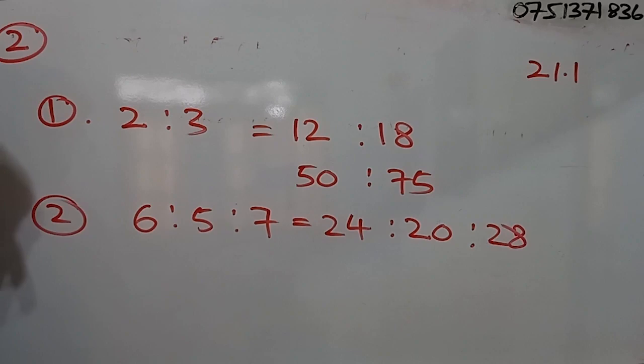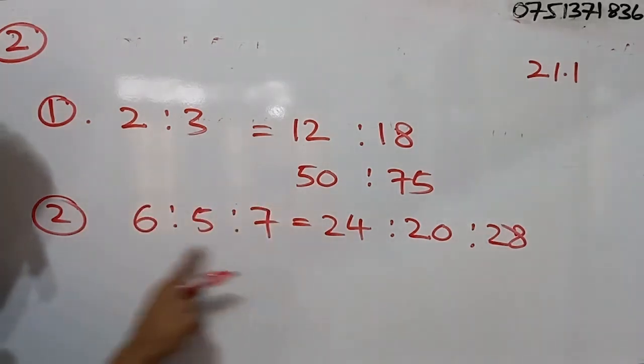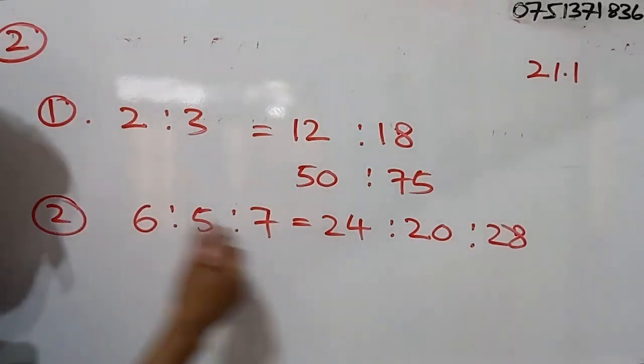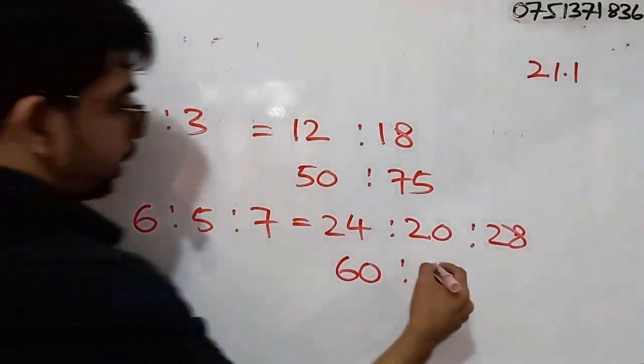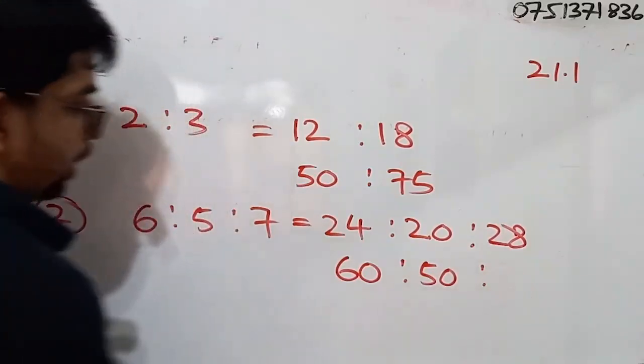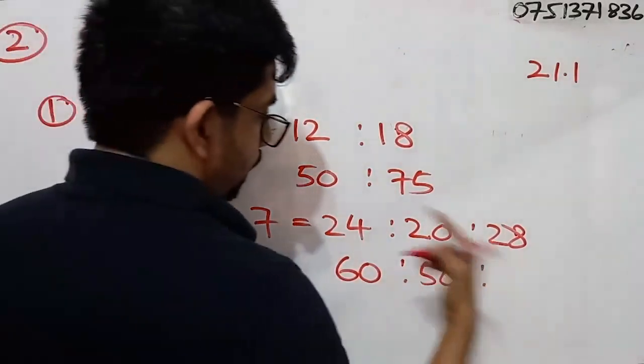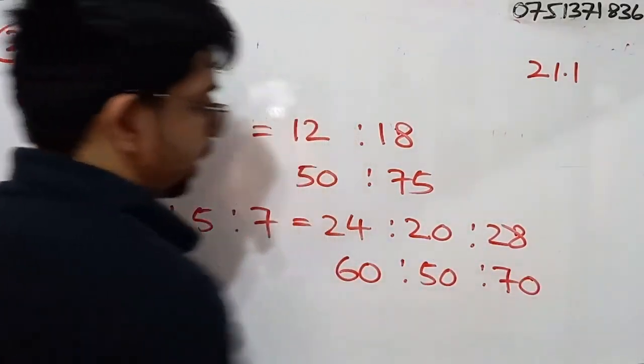So for the next equivalent ratio, I will multiply this ratio by 10. So 6 into 10, that is 60. 5 into 10, that is 50. 7 into 10, that is 70.